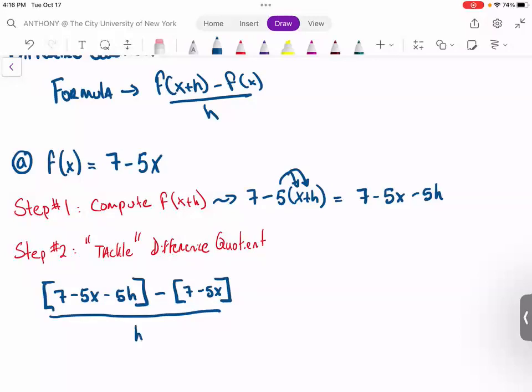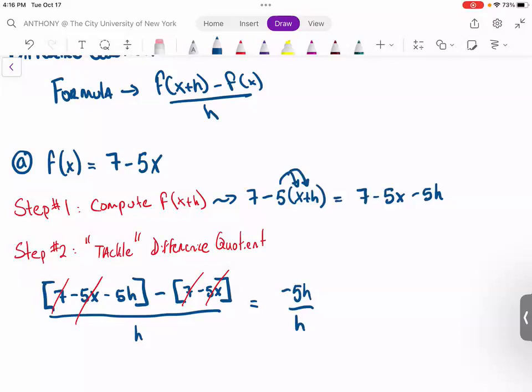The reason why I like to put the things separated in brackets is because whatever terms the two brackets have in common, you could just cancel it out since they're separated by that minus sign. So what terms, everyone, can I cancel out? 7 and the -5x. That's right. That's exactly what they have in common, the two brackets. So what are you left with? You're going to be left with -5h all divided by h.